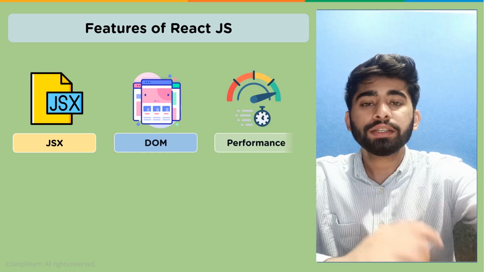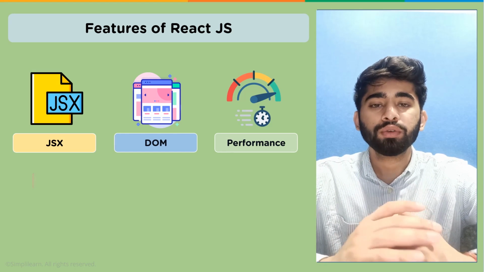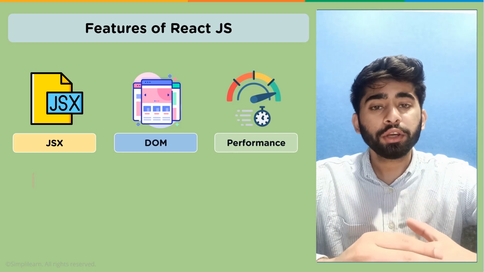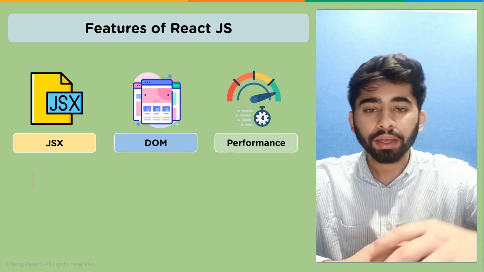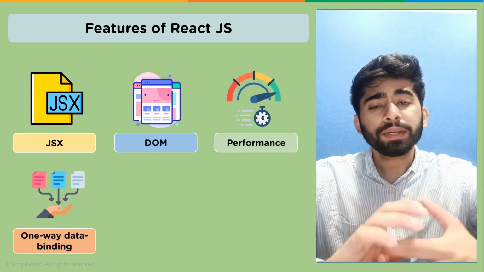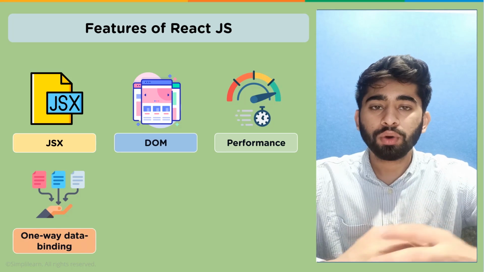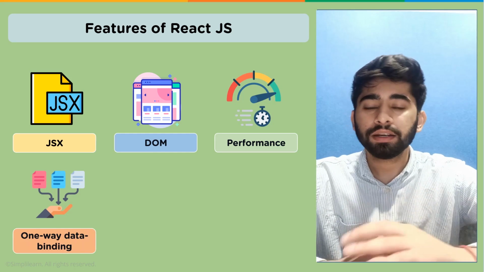The third one is Performance. There are several ways to speed up the React application by using Virtual DOM because it reduces the re-render time. The next one is One-way data binding. Information flows in one way in React. React receives information through arguments and passes it by returning values.